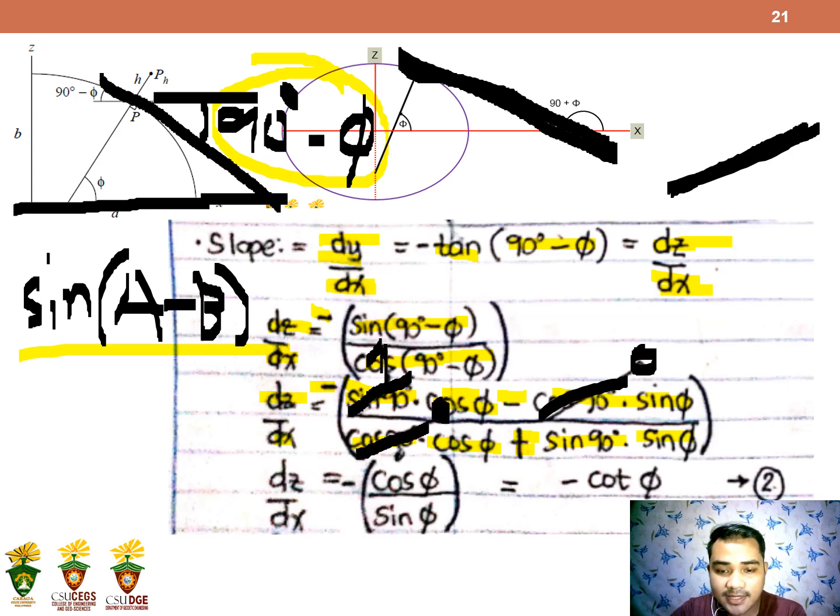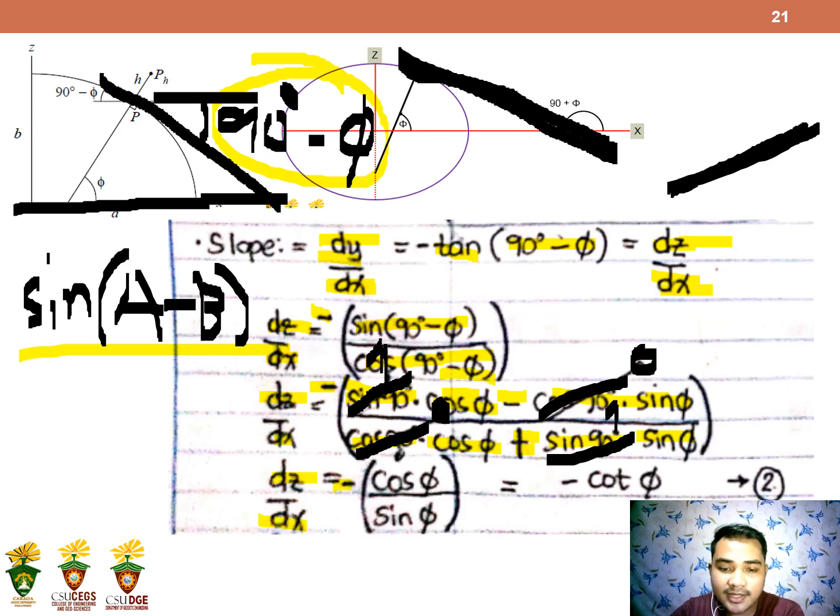And sine 90 is 1. So, 1 na siya, so mabili na lang niya. So, dz over dx, retain ang negative sign sa gawas.